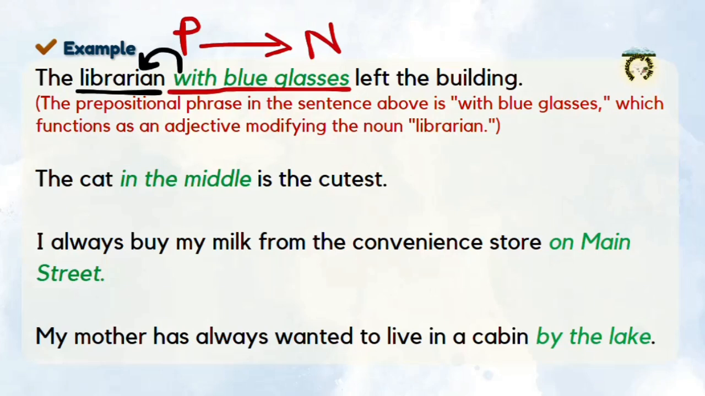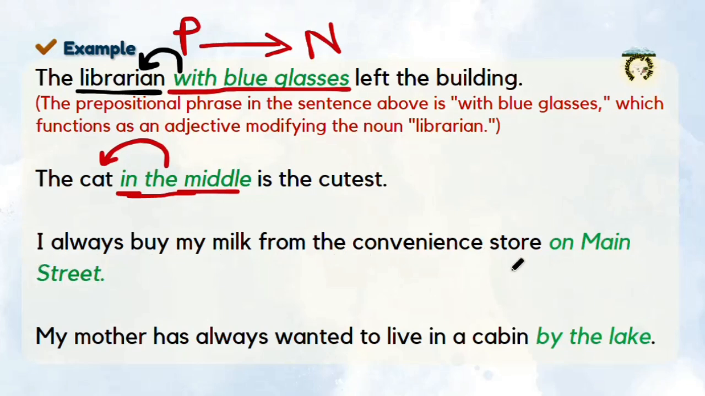Now let's see the next example. First locate the prepositional phrase. So the preposition is here. This is in the middle. Okay, middle is the name of a place. That's why we are calling it a noun. Now read the sentence. The cat in the middle is the cutest. In the middle is a prepositional phrase. Is it giving you some information about cat? Yes, it is modifying cat, because which cat? Which cat are we talking about? The cat that is in the middle. So this is how it is an adjectival phrase.